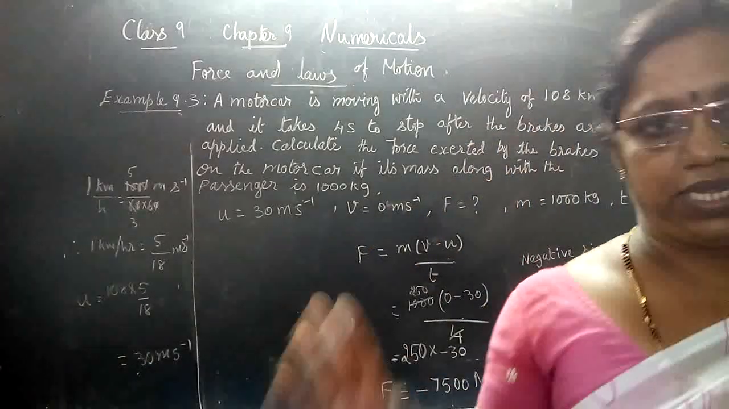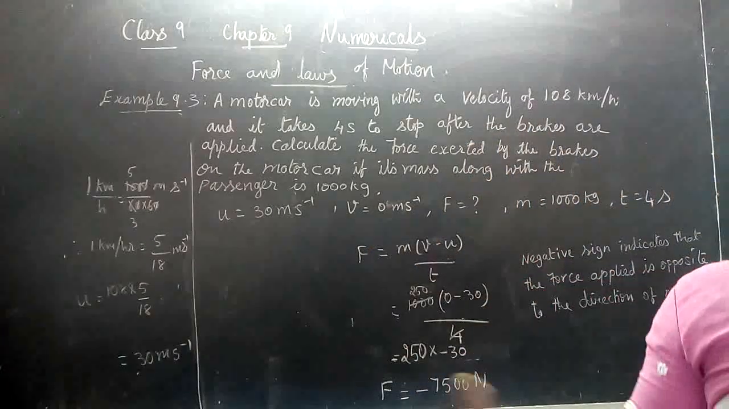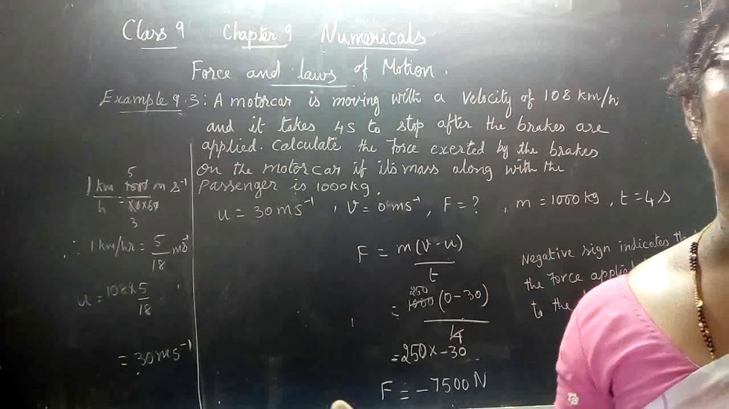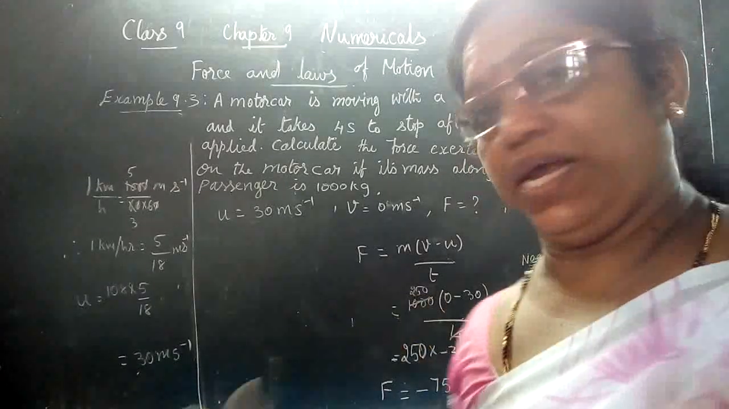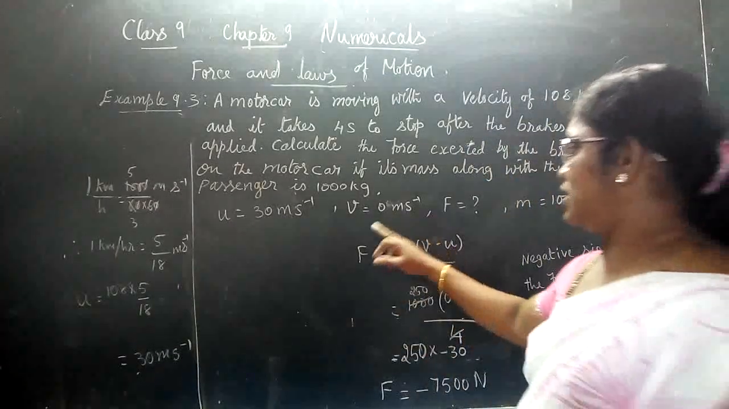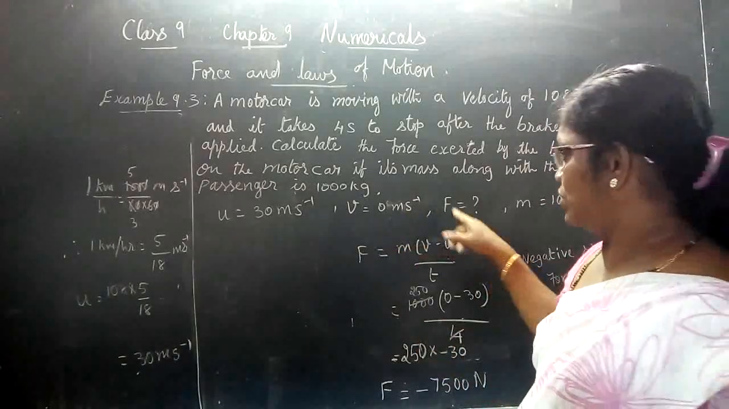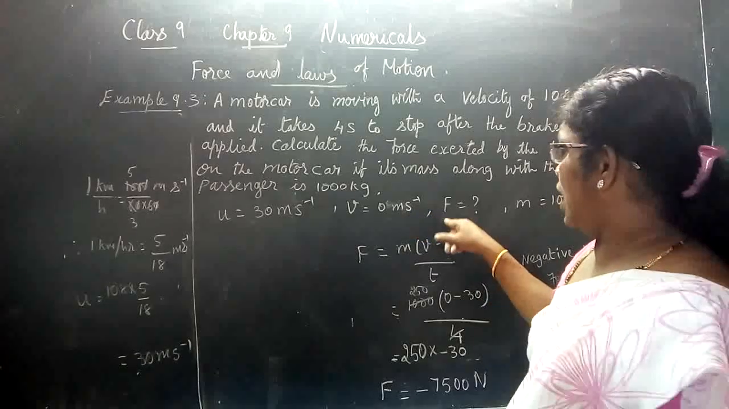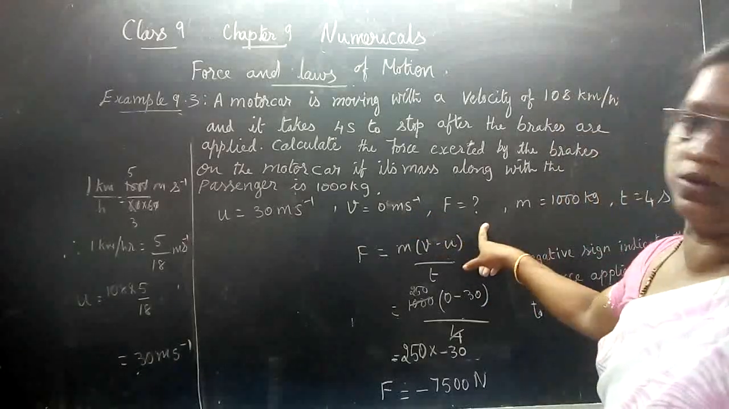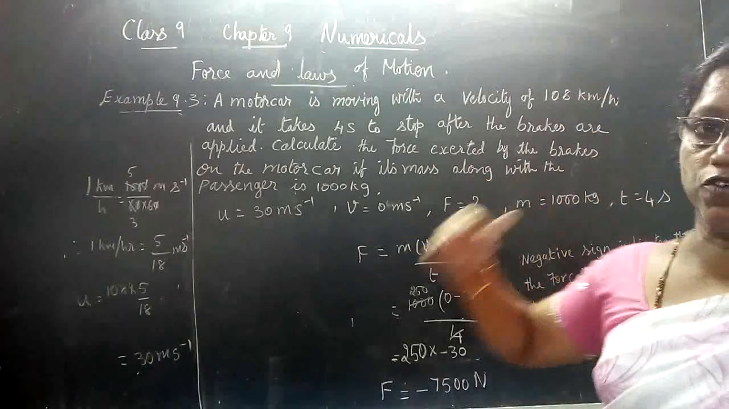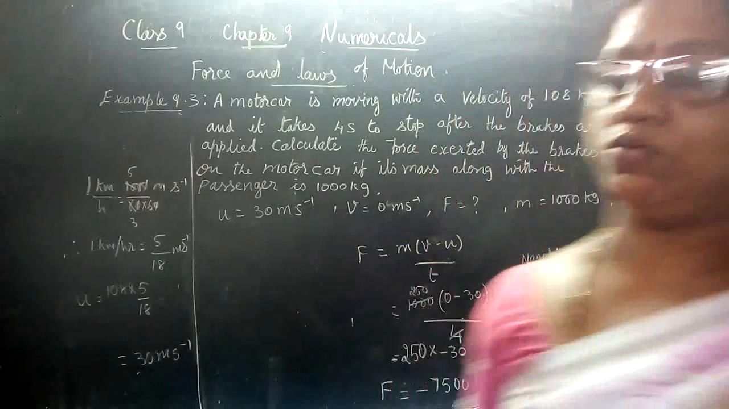Final velocity is 0 because the moving car, after applying the brake, comes to rest. Hence, v is equal to 0 meter per second. And what is F equal to? You have to find out how much force is applied to bring the car to rest.